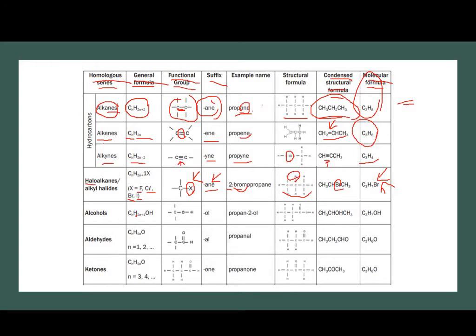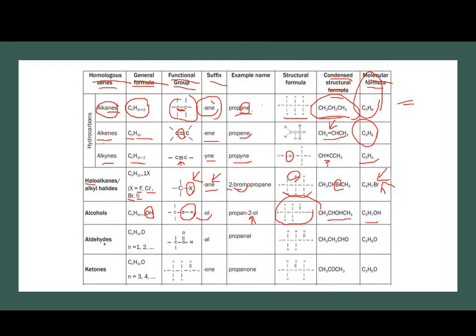And then we have alcohols. Alcohols, in their general formula, have OH to indicate that they fall under alcohols. Their functional group has OH, and it is attached to the carbon atom. And then we have the suffix which is OL, and the name which is propan-2-ol. This 2 indicates the position of the functional group. This is the structural formula. And then we also have the condensed structural formula and also the molecular formula.